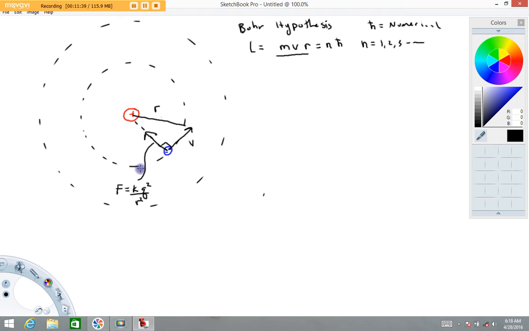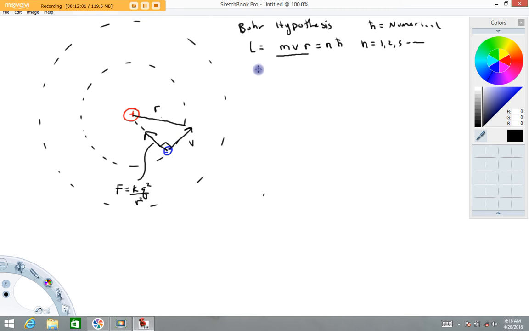Now, for this problem, as this thing goes round and round, you need to recognize that it is in fact accelerating, even if the speed is constant. It's accelerating because the velocity is changing direction here. What we have is a centripetal acceleration. So if you're unfamiliar with centripetal acceleration, you can go back. I've got plenty of videos on that, I'm sure.